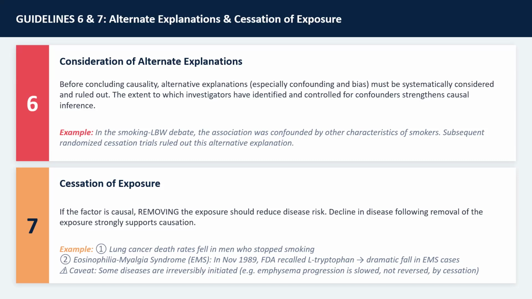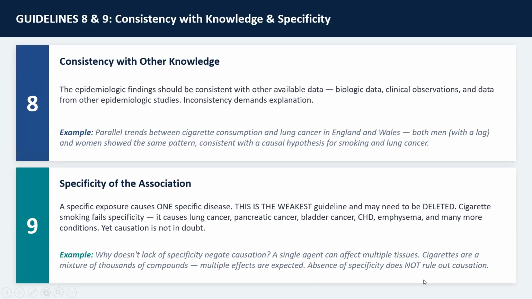Next is the cessation of exposure. If the factor is causal, removing the exposure should reduce the disease risk. Decline in disease following removal of the exposure strongly supports causation. For example, lung cancer death rate fell in men who stopped smoking. With eosinophilia myalgia syndrome, after the FDA recalled L-tryptophan there was a dramatic fall in cases. Some diseases are irreversibly initiated. For example, emphysema progression is slowed, not reversed, by cessation.